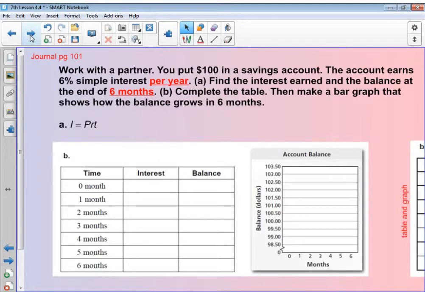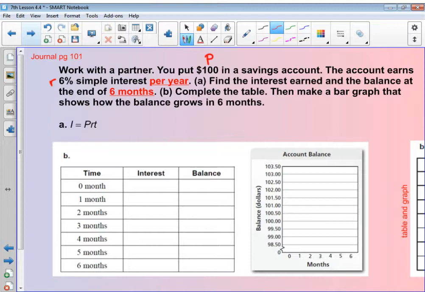So here, if you go ahead and open up your book to page 101, we're going to go ahead and do this activity together. It says work with a partner. Well, we'll go ahead and do this together. You put $100 in a savings account. The account earns 6% simple interest. So here's our principal. That's how much money we put in. Here's our rate, our R, 6% interest per year. Find the interest earned and the balance at the end of 6 months.